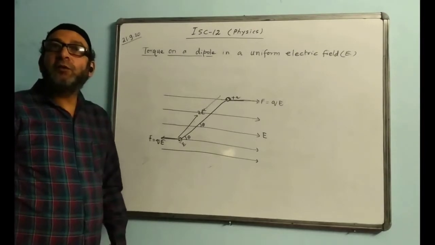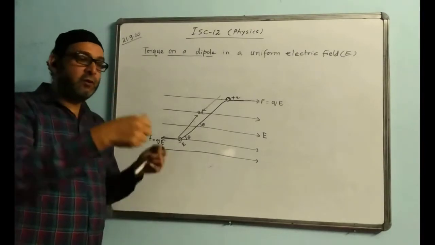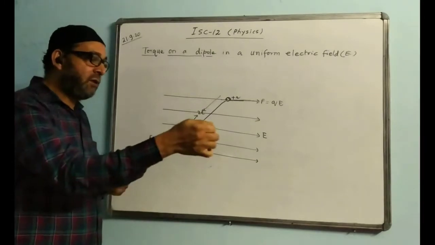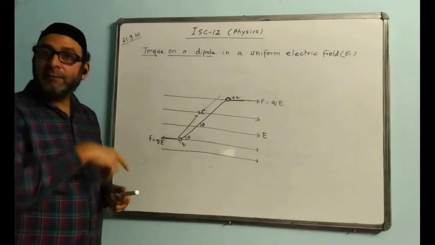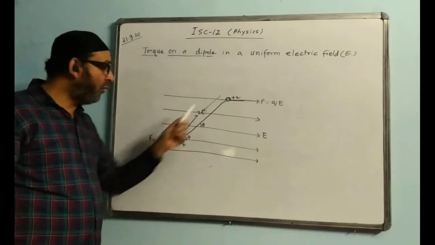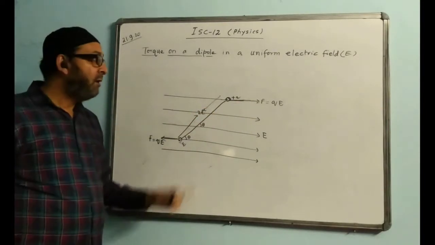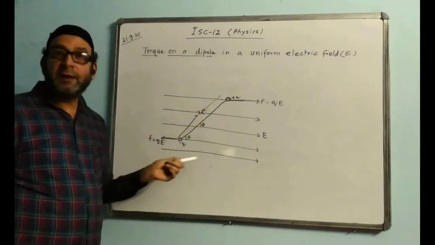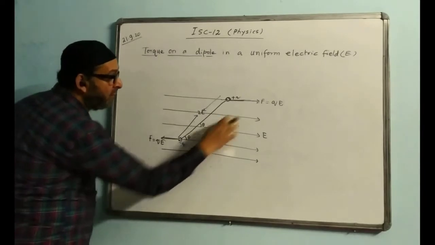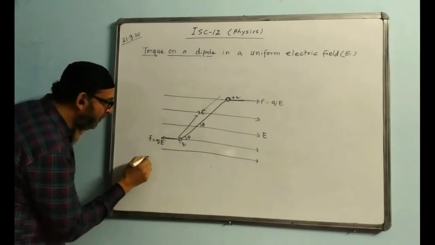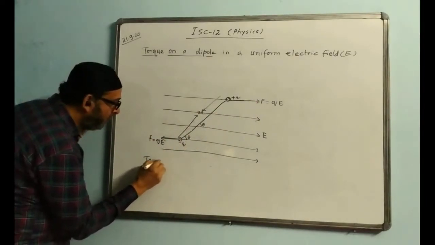In class 10 you used to study couple and turning effect. You use two forces, one like this and another like this, and there will be rotation, a turning effect taking place. Because of the couple, the dipole will start rotating. So we will find the torque because of this couple. Now I will find the torque.